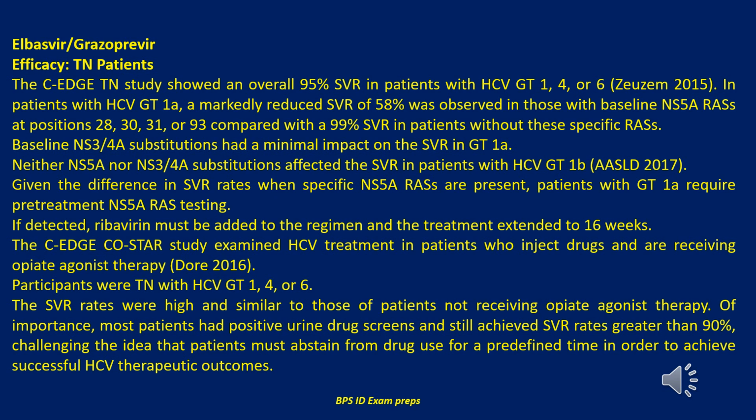The C-EDGE COSTAR study examined HCV treatment in patients who inject drugs and are receiving opiate agonist therapy, according to Dore 2016. Participants were treatment-naive with HCV genotypes 1, 4, or 6. The SVR rates were high and similar to those of patients not receiving opiate agonist therapy. Of importance, most patients had positive urine drug screens and still achieved SVR rates greater than 90%, challenging the idea that patients must abstain from drug use for a predefined time in order to achieve successful HCV therapeutic outcomes.